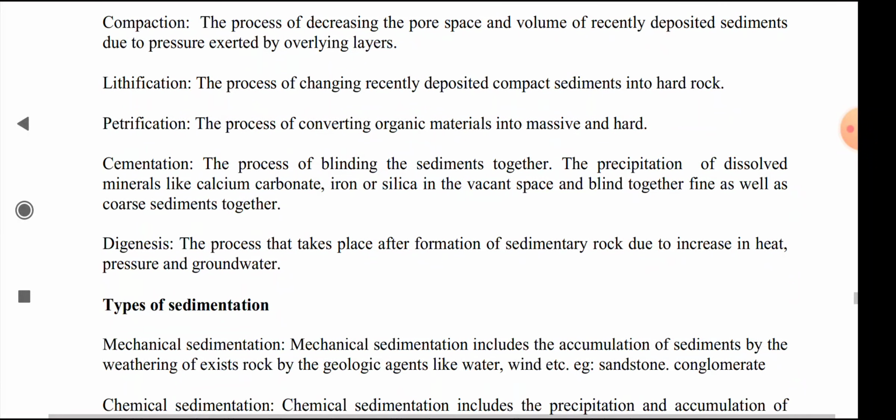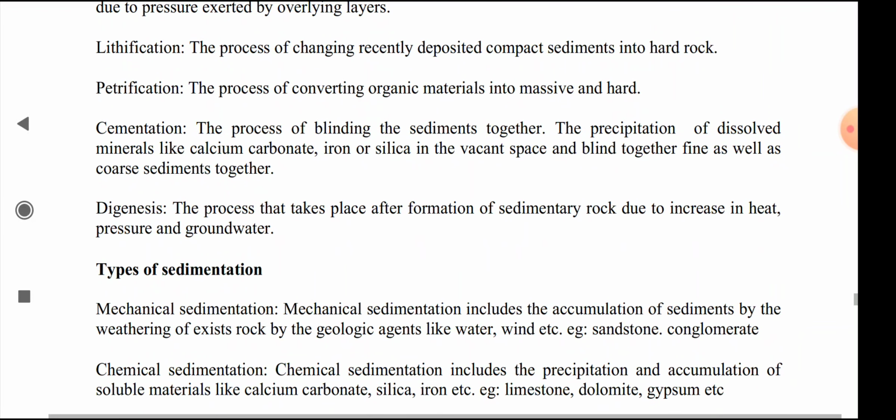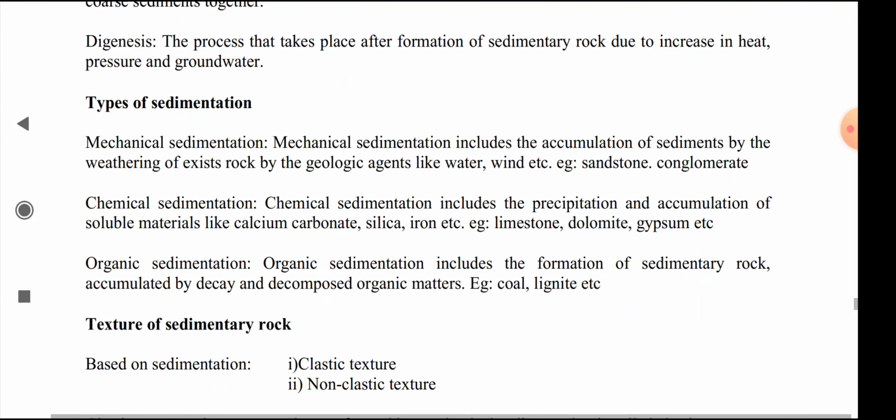It is the precipitation of dissolved minerals like calcium carbonate, iron, or silica in the pore space, which bind fine as well as coarse sediments together. Diagenesis is the process that takes place in the formation of sedimentary rock due to increase in heat, pressure, and groundwater. Types of sedimentation: mechanical sedimentation, chemical sedimentation, organic sedimentation.